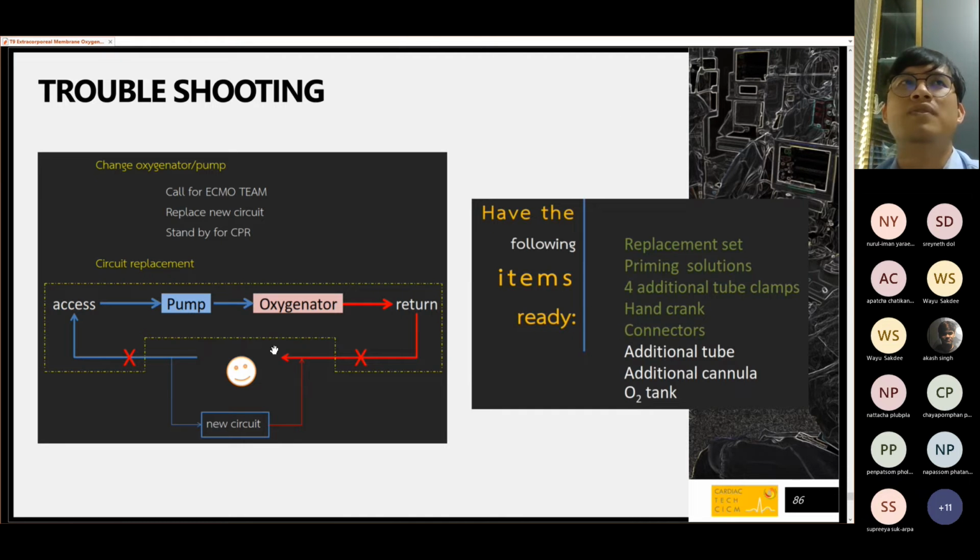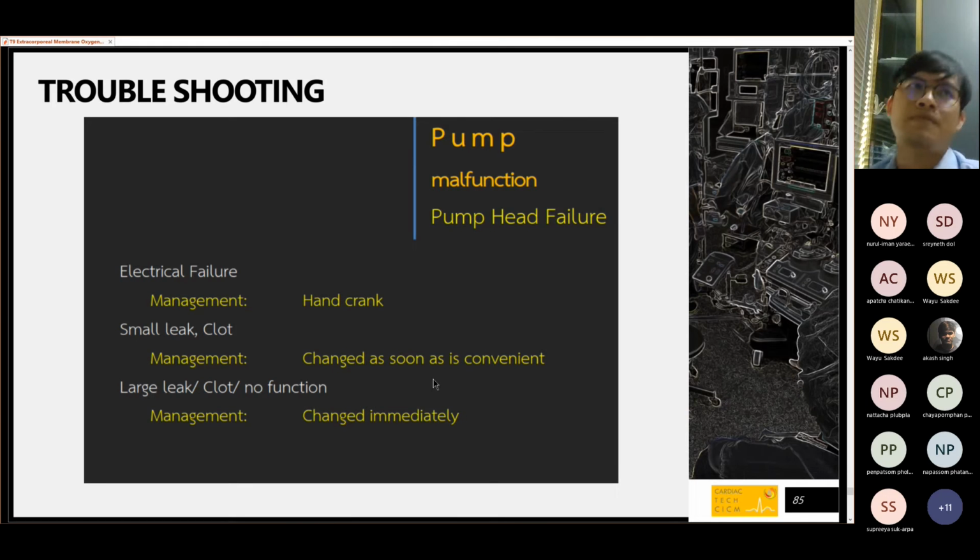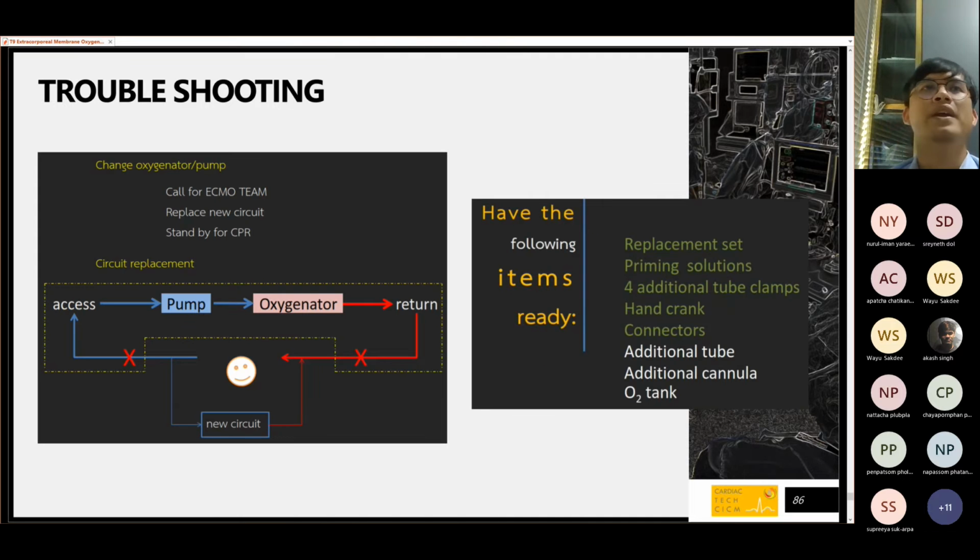Here is changing the whole circuit. I will talk to you later. Another thing is that troubleshooting can occur from electrical failure, leakage, clot, and so on, the same as the oxygenator. So here is how to exchange or replace with a new circuit. Just clamp on the cannula and replace it with the new one.